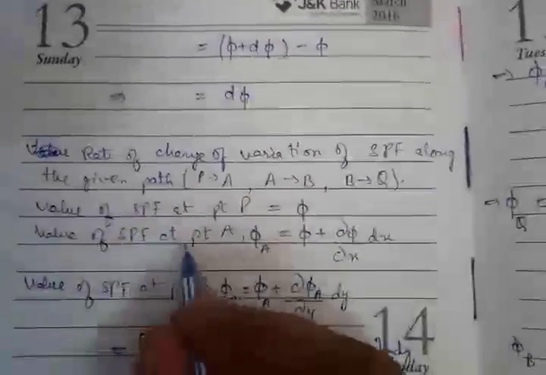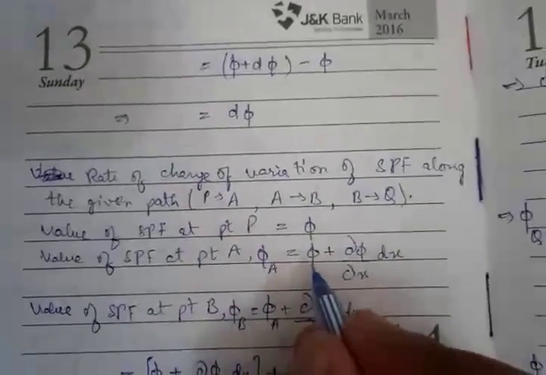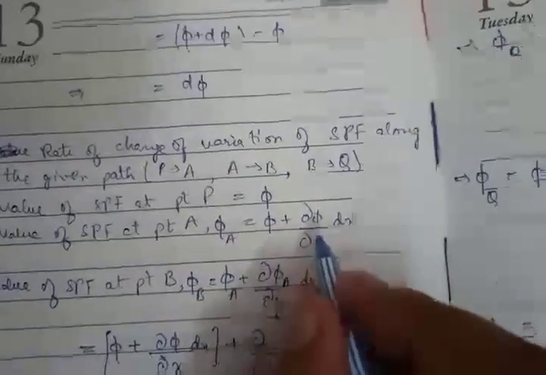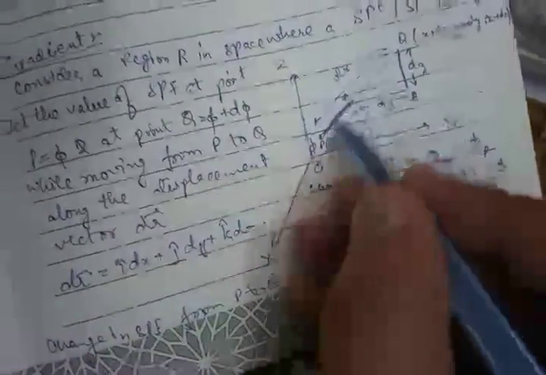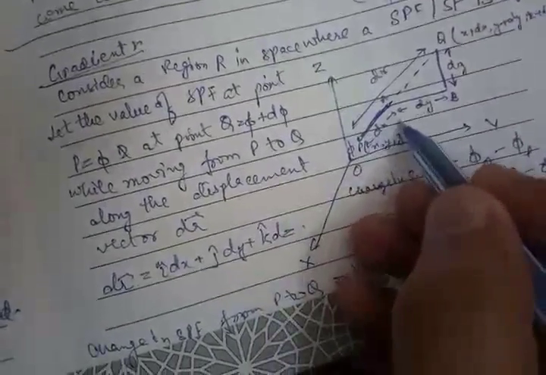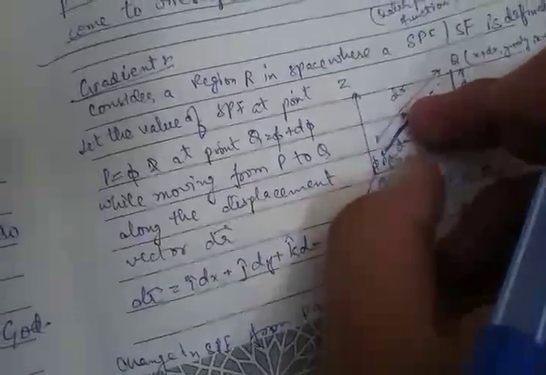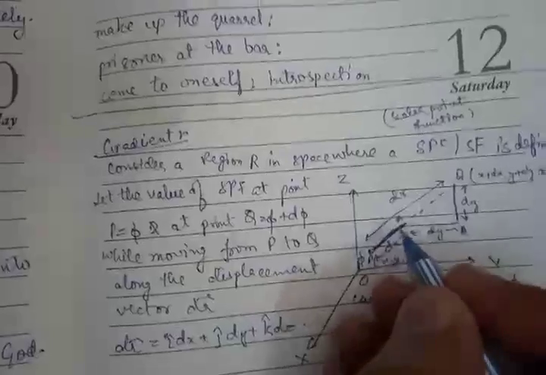We know it. The value of the scalar point function at A, which is phi A, will be equal to the scalar point function at the point P plus the rate of change of the scalar point function in the direction of x multiplied by the length dx. The length dx is this length. The rate of change of the scalar point function in the direction of x multiplied by the length will give us the change in the scalar point function at this point.